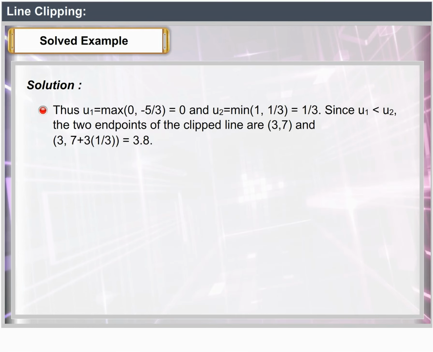Thus, U1 equals max of 0, -5/3, which equals 0, and U2 equals minimum of 1 and 1/3, which equals 1/3. Since U1 is less than U2, the two endpoints of the clipped line are (3, 7) and (3, 7 + 3 × 1/3), which equals (3, 8).